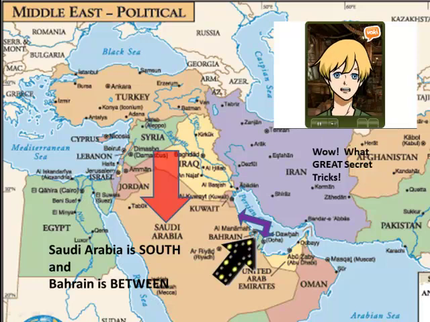Saudi Arabia is the country that is immediately south of the alphabetical states. Label Saudi Arabia on your map. Great. Now, do you see the island in the Persian Gulf between Saudi Arabia and Qatar? That island is called Bahrain, and it is located between Saudi Arabia and Qatar. Label Bahrain on your map now.